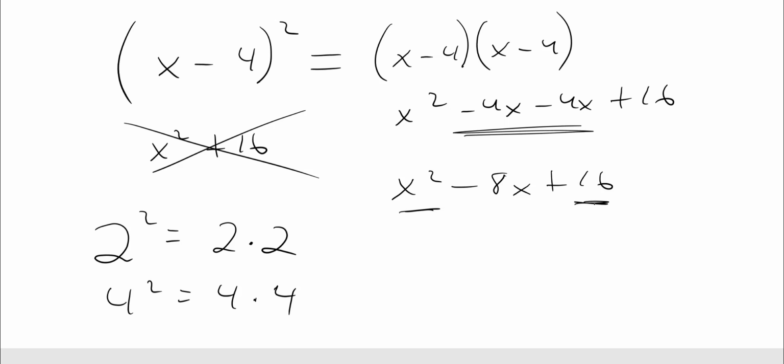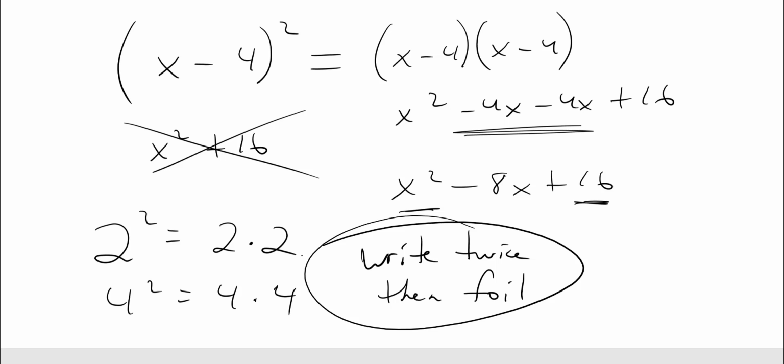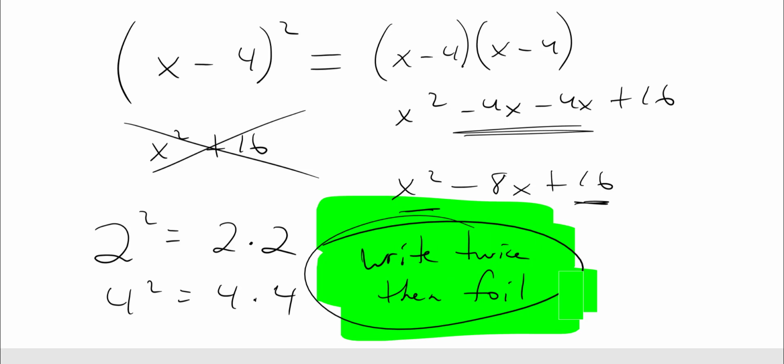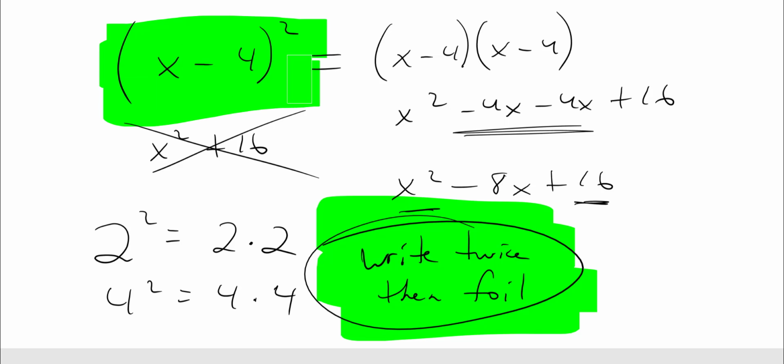All right? So remember, if it's some terms quantity squared, you got to write it twice. It's so important. Write twice. Then FOIL. Okay, I cannot stress this enough. So important to write it twice, but only when you have a problem like this. Okay, write twice, then FOIL. Very important. Okay? All right, so let's keep going here.